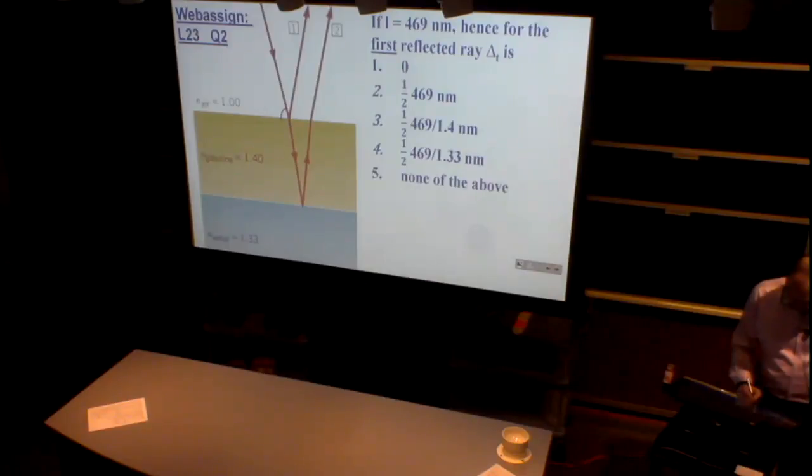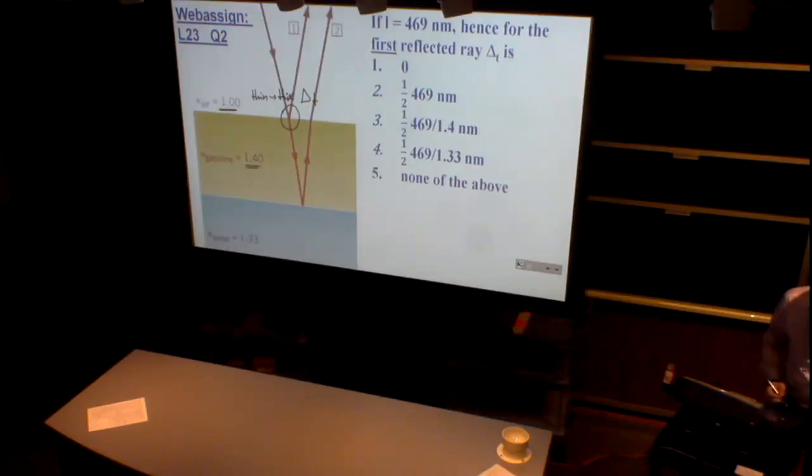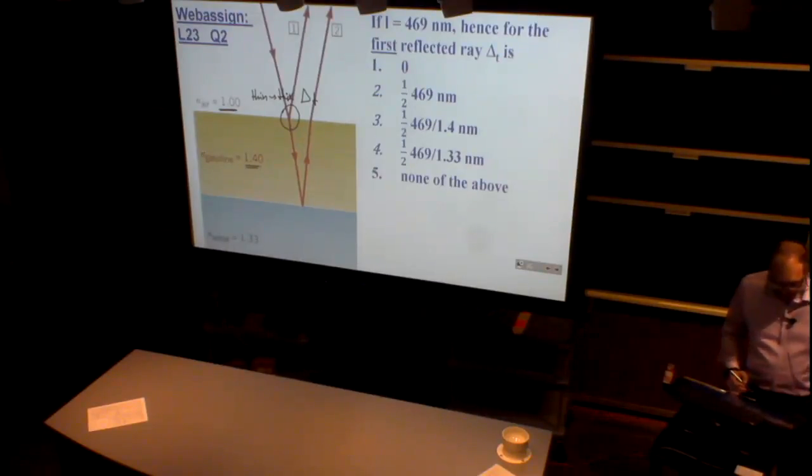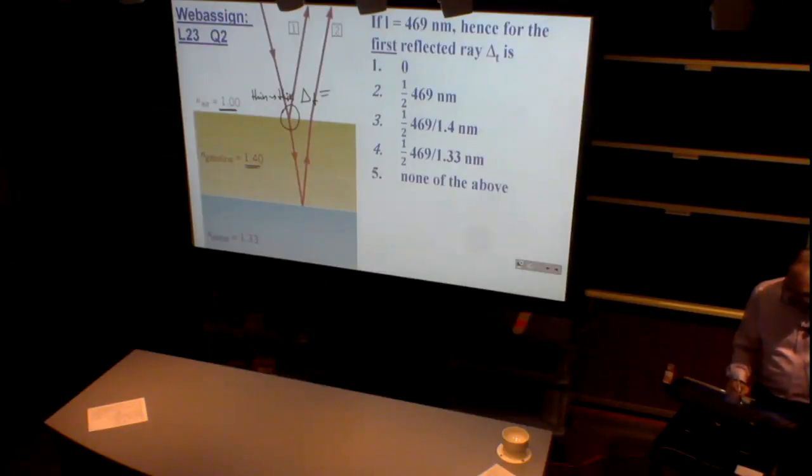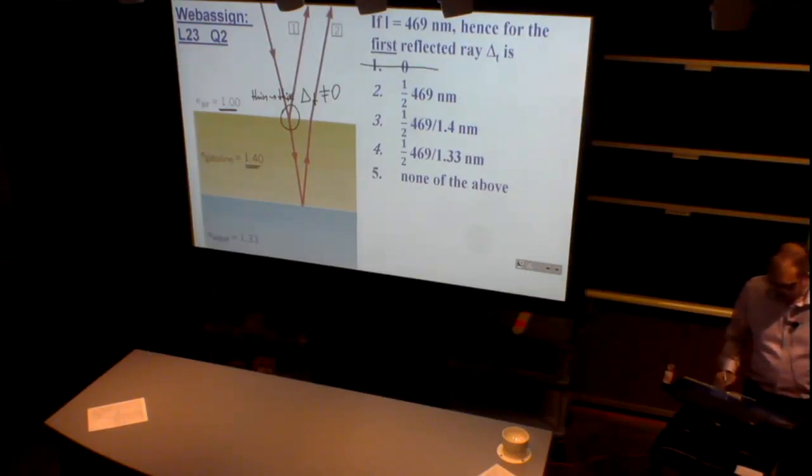So let's talk about this one first. Delta T. This is like thin to thick, or we can just see the numbers and remember the rule. It says, first of all, it's not zero. Okay, if it's not zero, what is it? Well, it has to be a half of a wavelength.